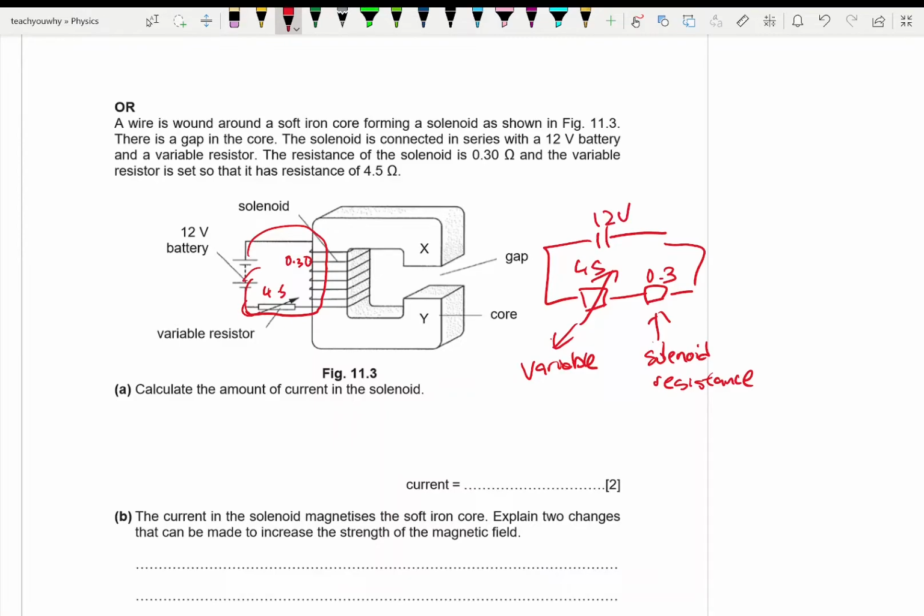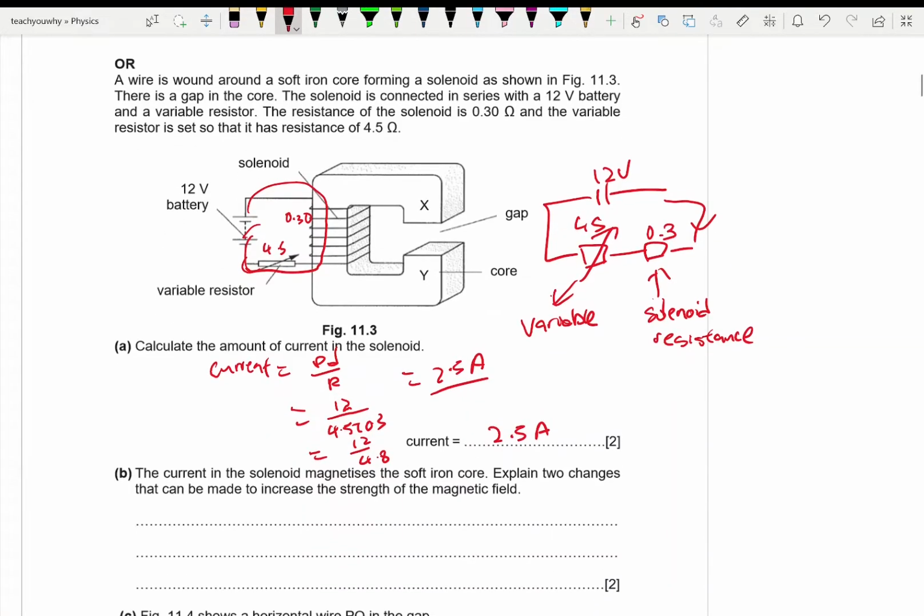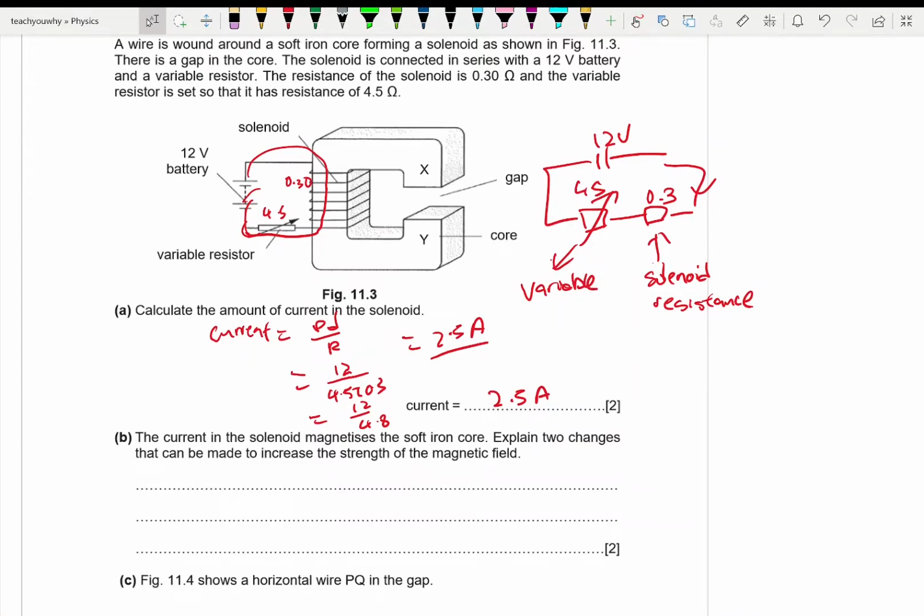So how do you find the current? The current will be equal to PD over R, so PD over the total resistance. PD is 12 divided by 4.5 plus 0.3, equals 12 divided by 4.8. You get 2.5 ampere. This question is just on your circuits. Okay, moving on.